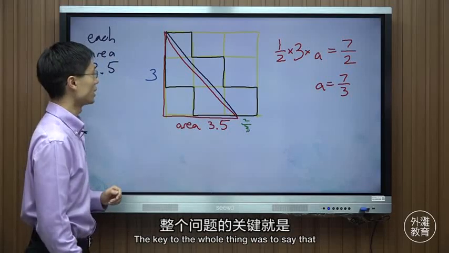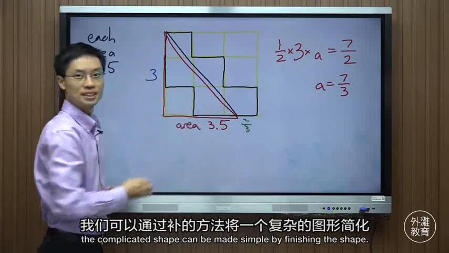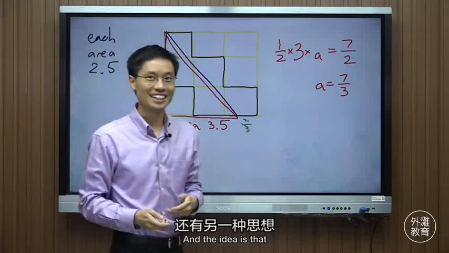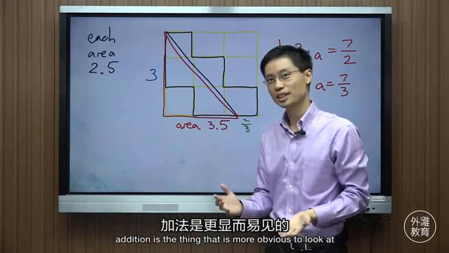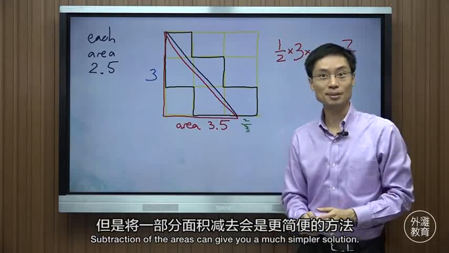The key to the whole thing was to say that a complicated shape can be made simple by finishing the shape. And the idea is that sometimes, even though addition is the thing that's more obvious to look at, subtraction of areas can give you the much simpler solution.